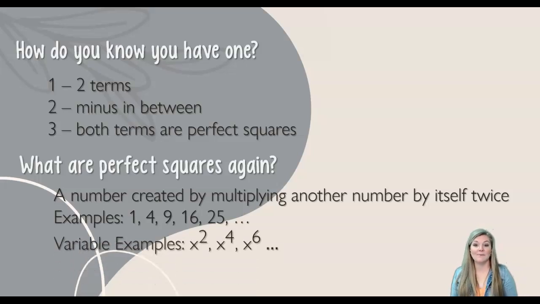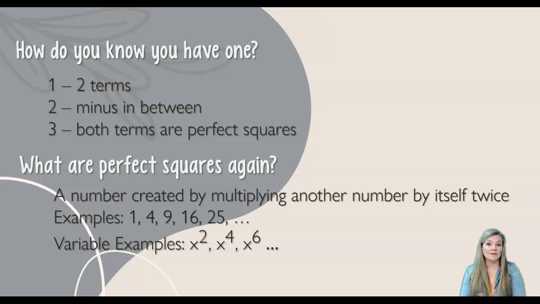Now, you're not just going to be having numbers with these. You are also going to be having variables. So variable examples, x squared is a perfect square. X to the 4th is a perfect square. X to the 6th is a perfect square. X squared is x times x. X to the 4th is x squared times x squared. X to the 6th is x to the 3rd times x to the 3rd.